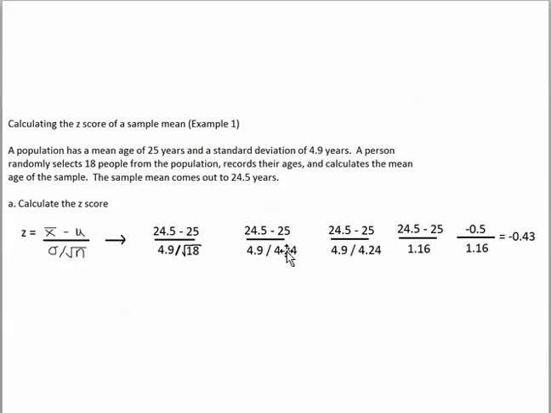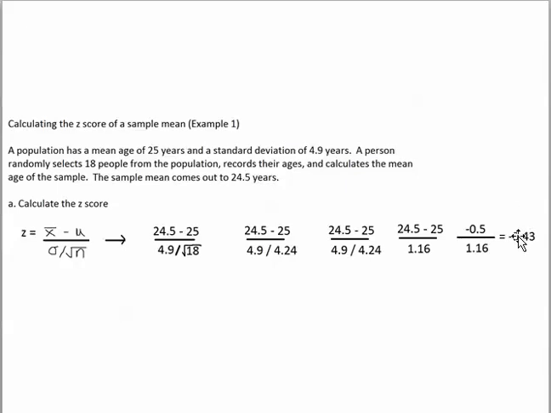Next, we find the square root of 18, which is 4.24. We divide on the bottom 4.9 divided by 4.24, which is 1.16. We subtract the two numbers on the top to get an answer. And then once we get that answer, which is -0.5, we just divide -0.5 by 1.16, and we get -0.43. That number is the z-score of our sample mean of 24.5. Our sample mean of 24.5 has a z-score of -0.43.